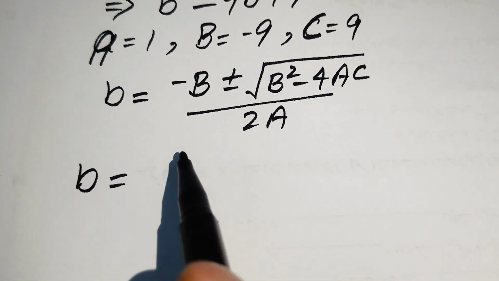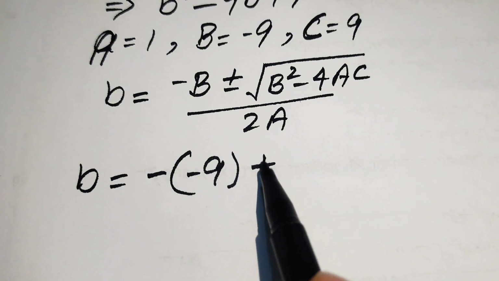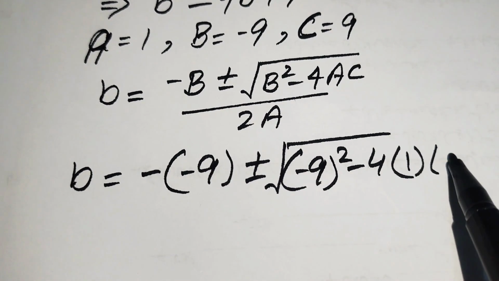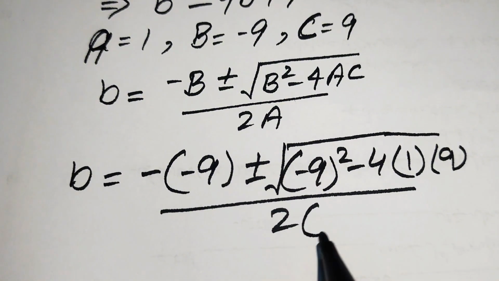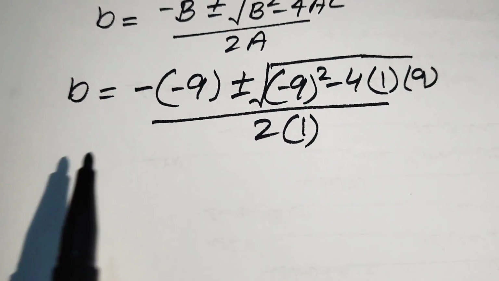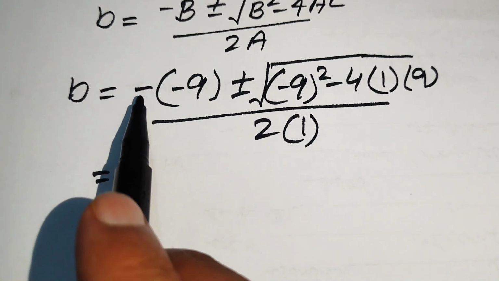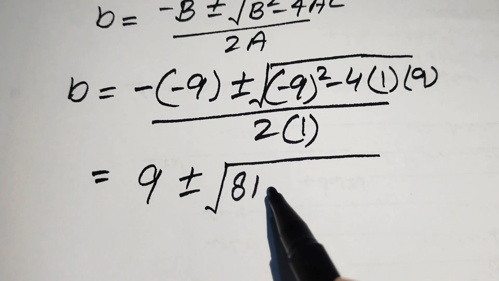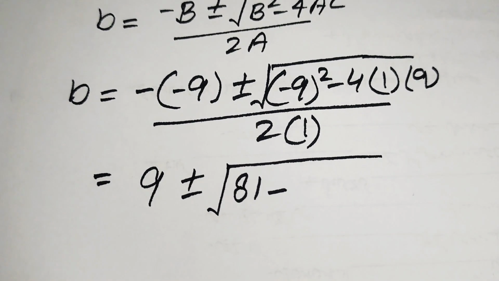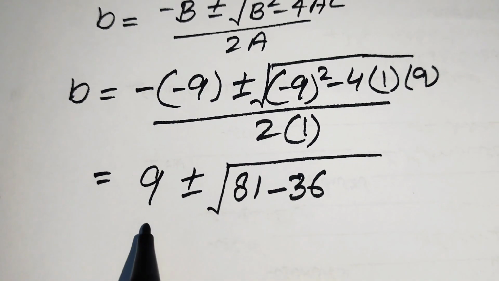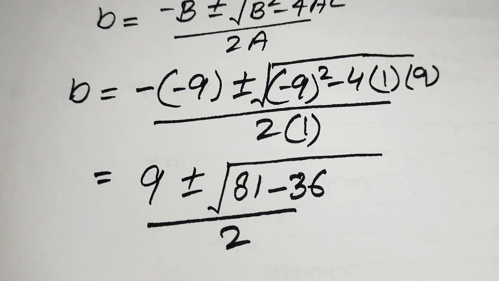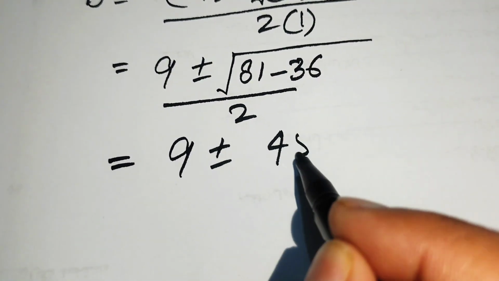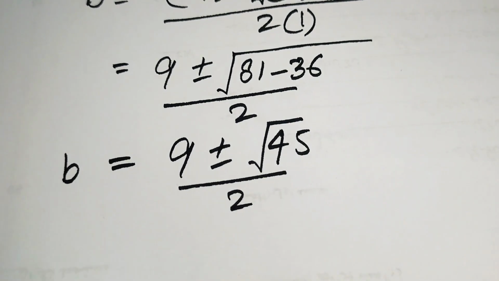Now we substitute the values into this formula, and we have b equals minus capital B, where capital B is minus 9, plus minus square root of (minus 9) square minus 4 times 1 times 9, divided by 2 times 1. After simplification, minus times minus becomes plus 9, plus minus square root of 81 minus 36, which is 45, all divided by 2. So this is the value of b.